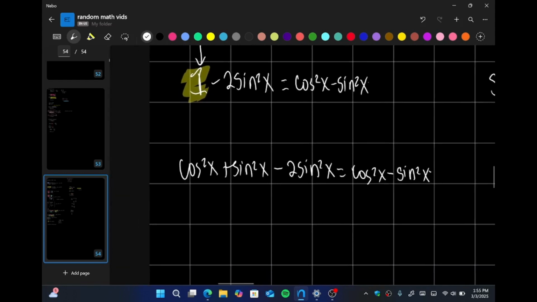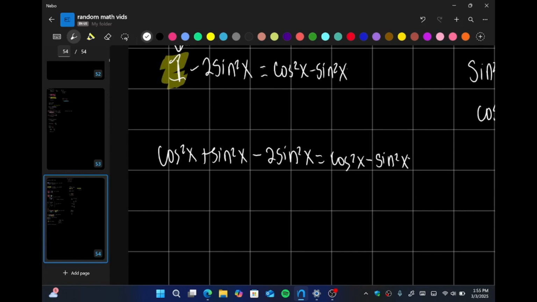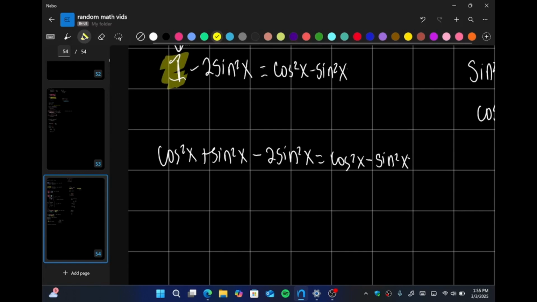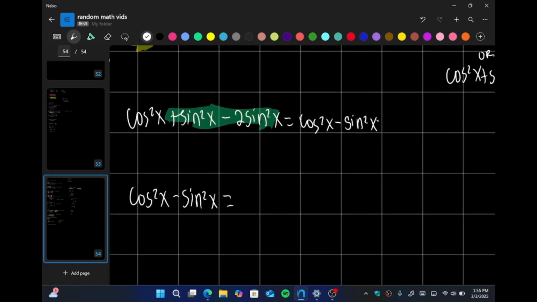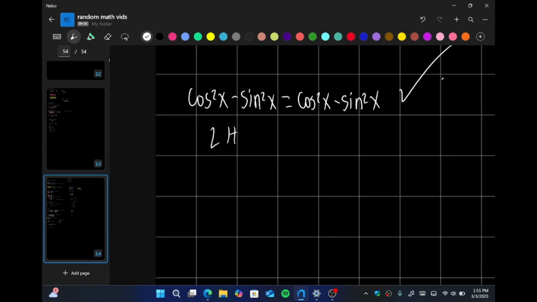actually just combine like terms. So in reality, we know that we have these two, right? And so that just becomes cosine squared x minus sine squared x. And then that is the same thing as cosine squared x minus sine squared x. And we're done. So the left-hand side is equal to the right-hand side. And so that is how we verify this trigonometric identity.